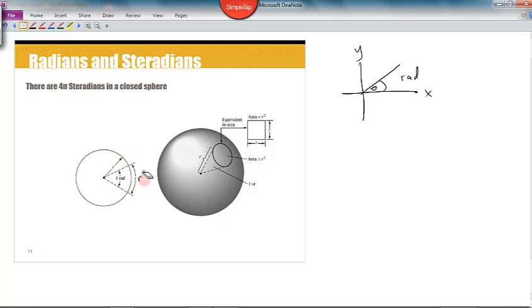So now I want to move from a plane into a sphere, right? A 3-dimensional representation of a circle. So a steradian, S-T-E-R-A-D-I-A-N, a steradian is the solid angle with its vertex at the center of the sphere of radius r that is subtended by a spherical surface area that has a length equal to r squared.